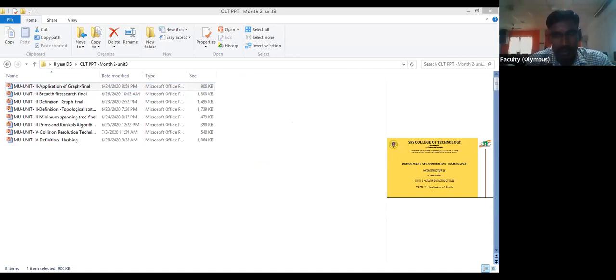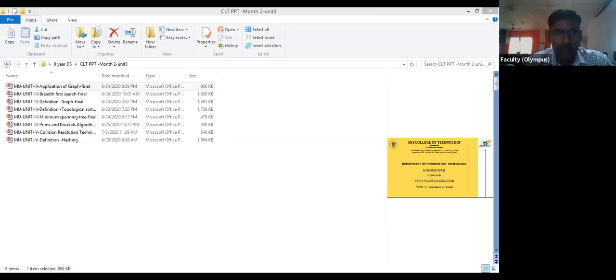So the graphs are mainly used in the concept of transportation networks, okay. It is used by Google Maps, Apple Maps, or sometimes by Bing Maps, okay. So it is used to represent the transportation network in real time, okay.